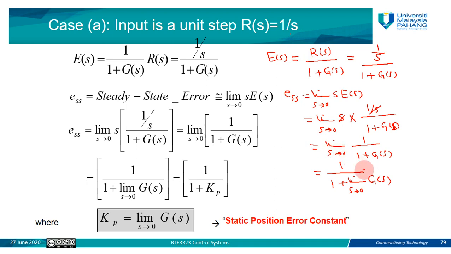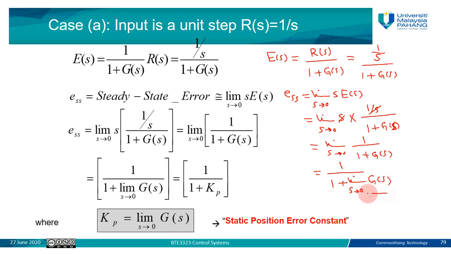For any G(s), for any transfer function. Based on the type of the system, this value will change. If the system is type 0, it has no s in the denominator. If system type 1, it has one s. If system type 2, it will have s square, and so on.